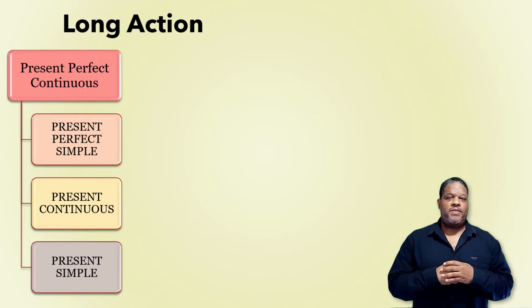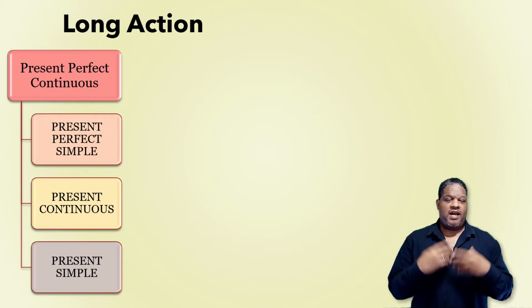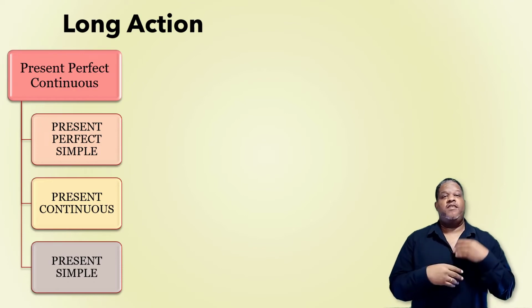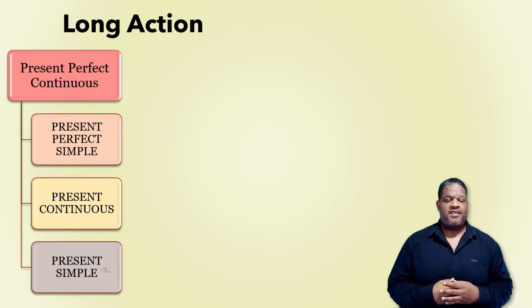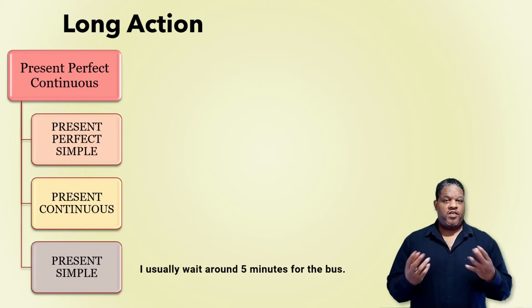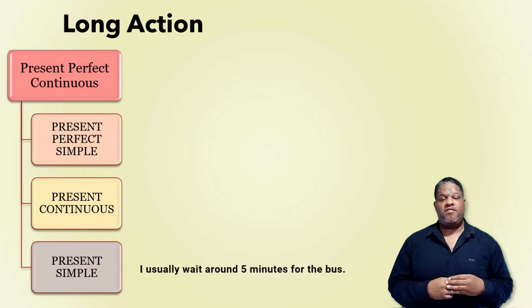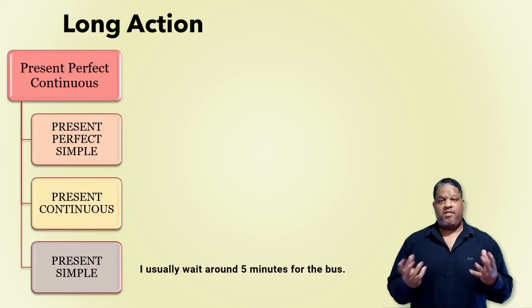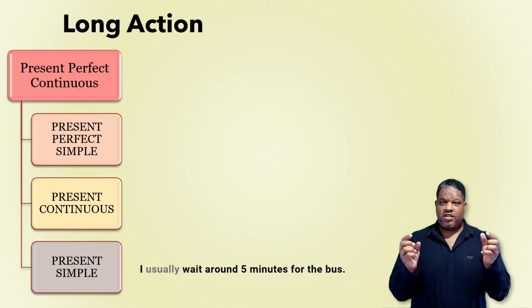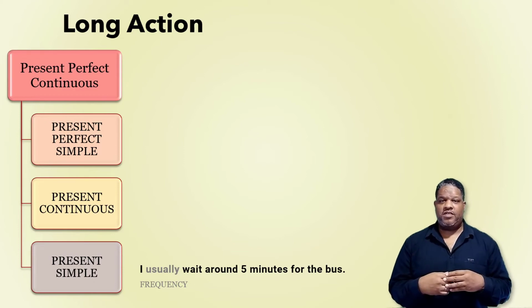Right, now let's bring in some examples of a long action and how they can be used in the 4 different tenses. So we'll use the verb wait. So I usually wait around 5 minutes for the bus. So here we have a long action, but we talk about it generally. We talk about the occasion when we wait for the bus, not the act of waiting for the bus.